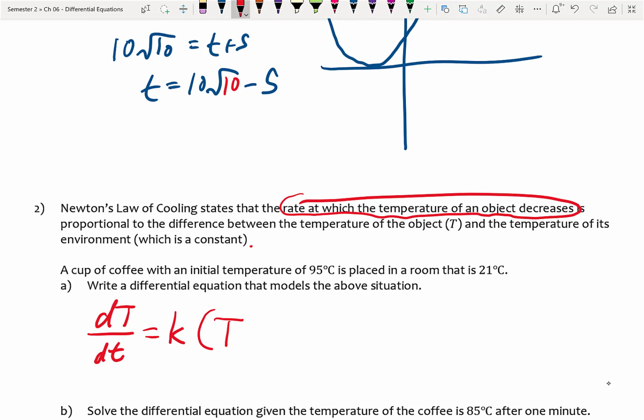Now, here's the issue. I don't know what the temperature in the environment is unless I start reading the question, which says a cup of coffee with an initial temperature of 95 degrees Celsius is placed in a room that's 21 degrees Celsius. So I can just say that this is T minus 21 because that's my constant environmental temperature.